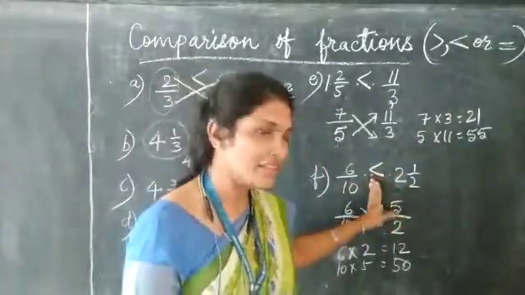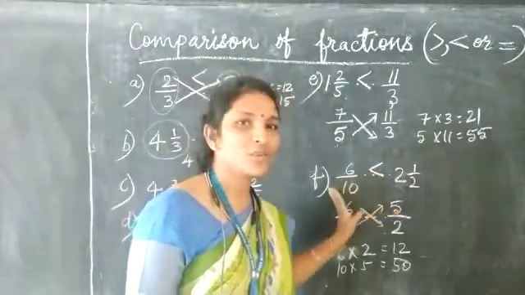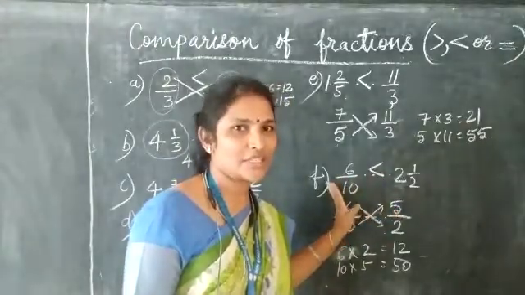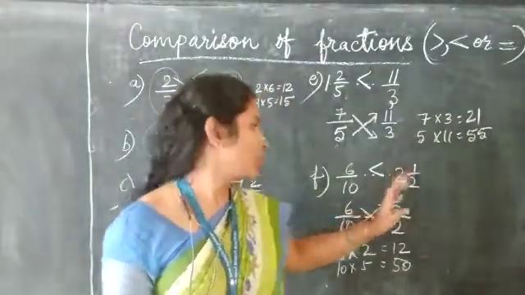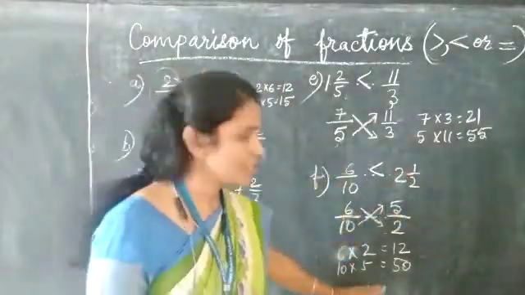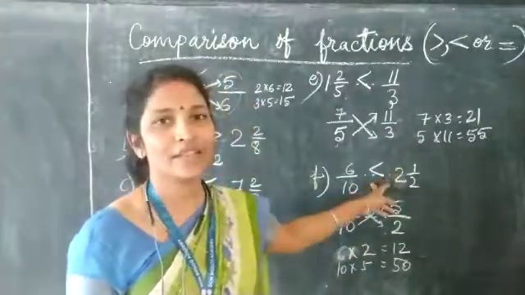Otherwise also we can see this is a proper fraction. Its value is less than 1. And this is a mixed fraction. Its value is more than 1. Okay. We can do the process like this and find out the answer.